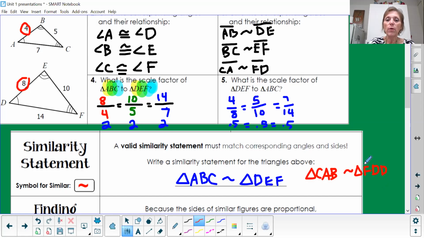Because C has to go with F, A has to go with D, and B has to go with what? E. So this is wrong. Even if the first one's out of order, the second one has to be in the same order.